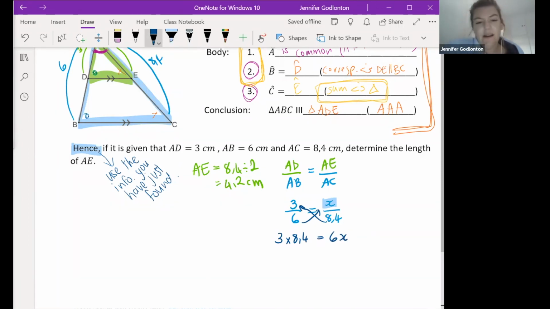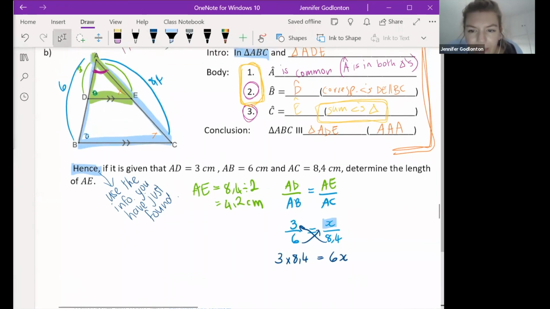Okay. Now, remember, you can do this all on your calculator. You can do it in your head. And obviously, we know that this is going to be a nice answer. So please don't panic. Okay.